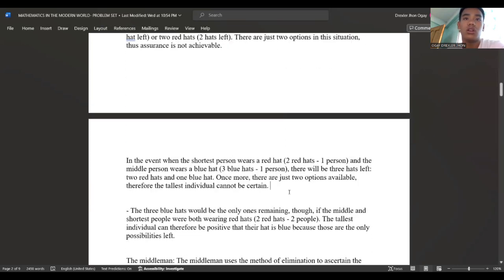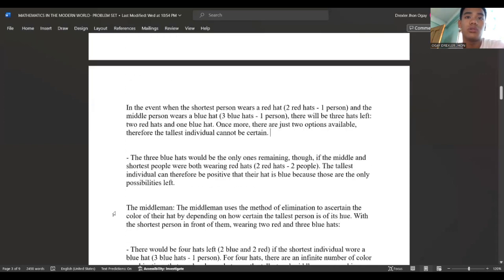In the event when the shortest person wears a red hat, yan yung sabi dito sa may con: carry out the plan, realize your initial plan, keep an accurate and neat record of your attempts. Record lahat, yan yung mga assumption. The event the shortest person wears a red hat, 2 red hats, 1 person, and the middle person wears a blue hat, 3 blue hats, 1 person, there will be 3 hats left: 2 red hats and 1 blue hat. Once more, there are just 2 options available. Therefore, the tallest individual cannot be certain. Hindi siya certain kung anong ilan yung hats sa kanya or ano yung kulay, no?